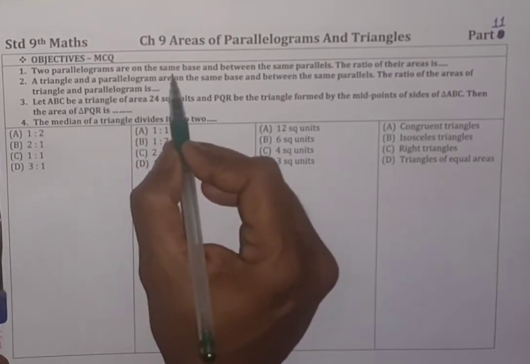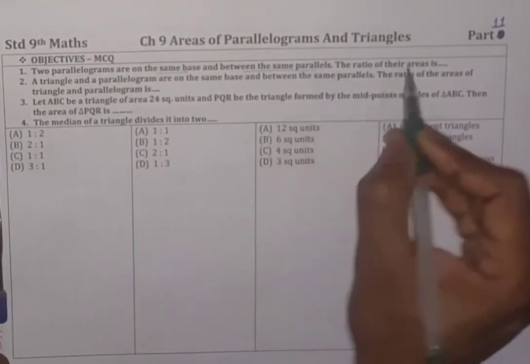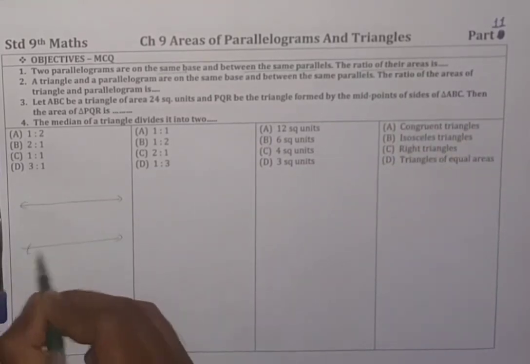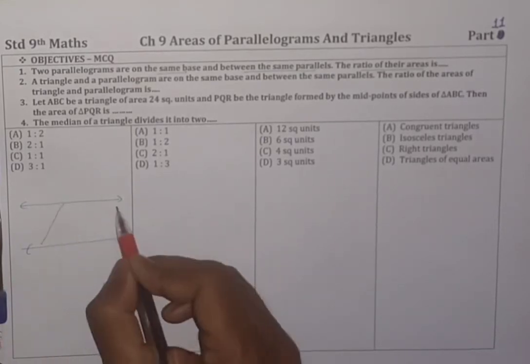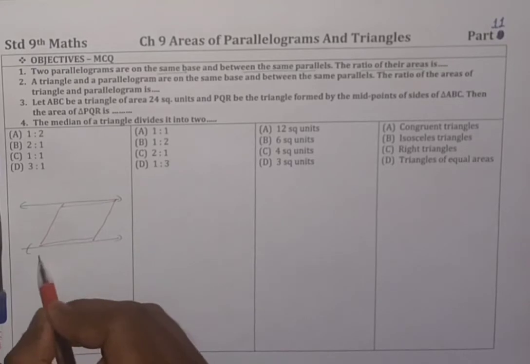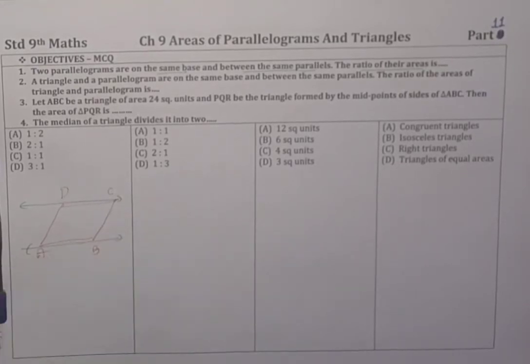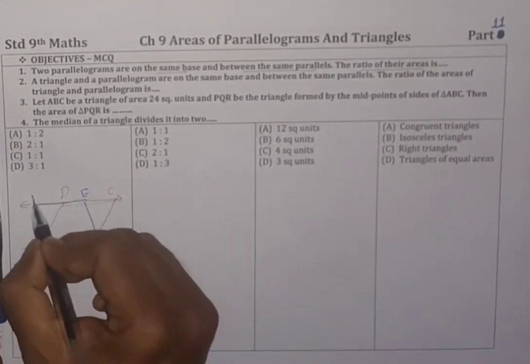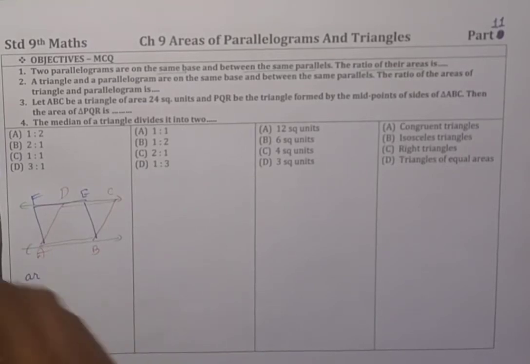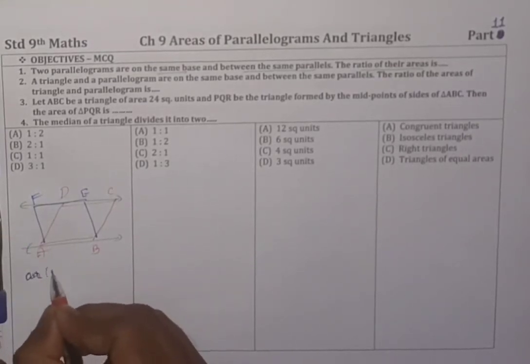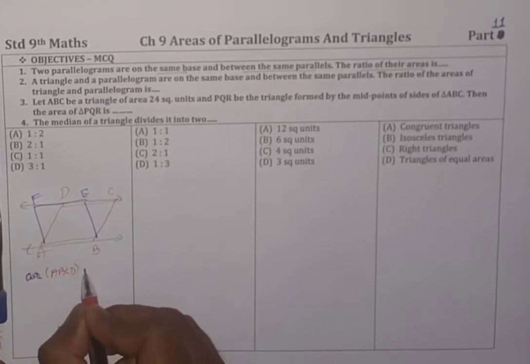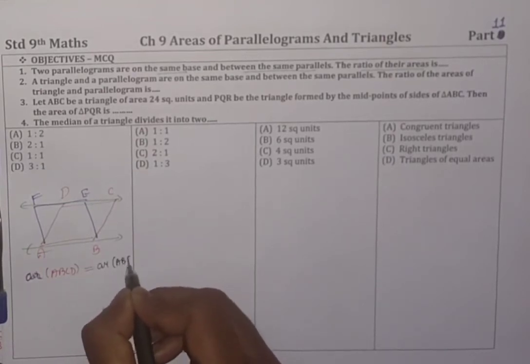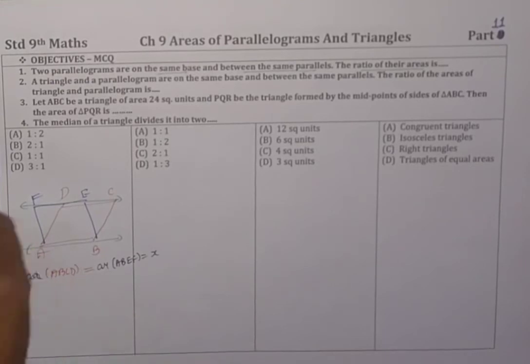Two parallelograms are on the same base and between the same parallels. The ratio of their areas. Children, ye raha aapka do parallelogram. Let me say, this is a red one, that is ABCD, and the blue one, that is ABEF. All right. So what is the area of the red one, children? What is the area of the red one, ABCD? That will be equal to the area of the blue one, that is ABEF, and that is equal to X. Dono ka same, hai na?